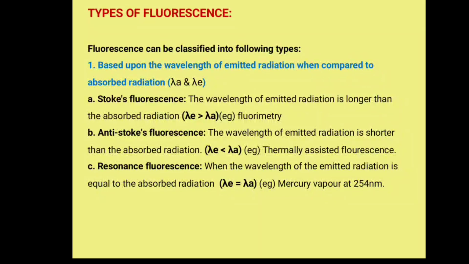Anti-Stokes fluorescence: the wavelength of emitted radiation is shorter than the absorbed radiation. Example, thermally assisted fluorescence. Resonance fluorescence: when the wavelength of emitted radiation is equal to the absorbed radiation. Example, mercury vapor at 254 nanometers.